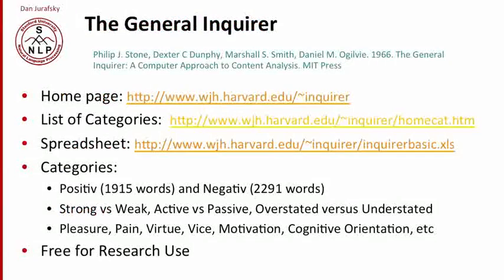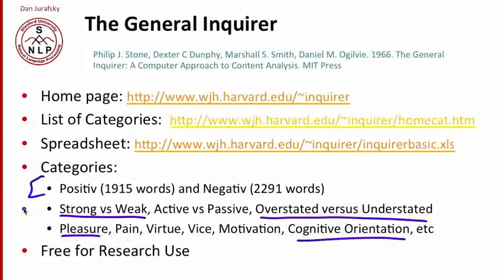So in addition to positive and negative, the General Inquirer also has lots of other lists of kinds of classes of words: strong versus weak, overstated versus understated, words about pleasure, cognitive orientation, all sorts of other words. So we can use it not just for the simple polarity questions that we're talking about right now, but more rich sentiment kind of questions.